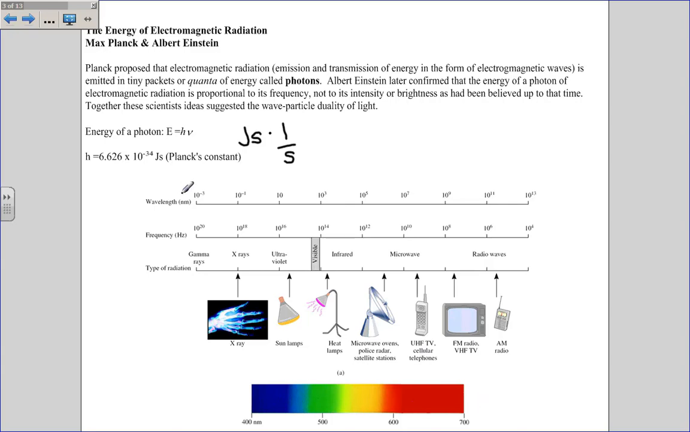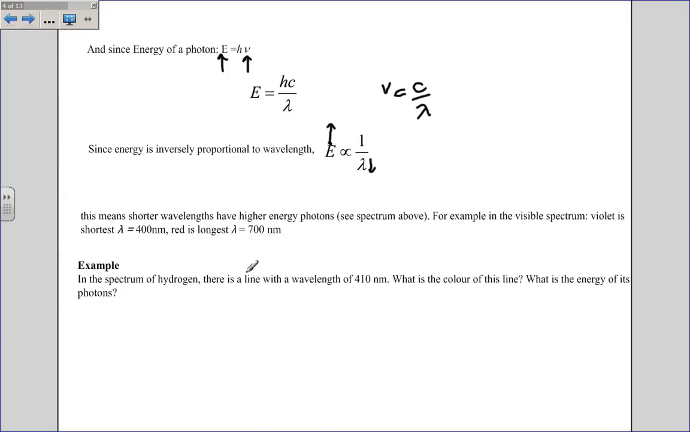And we can see the same thing here. Wavelength, as we go from left to right, is increasing as the frequency is decreasing. And in terms of the electromagnetic spectrum, the energy is decreasing as we go from left to right because of this existing relationship. So let's look at an example.